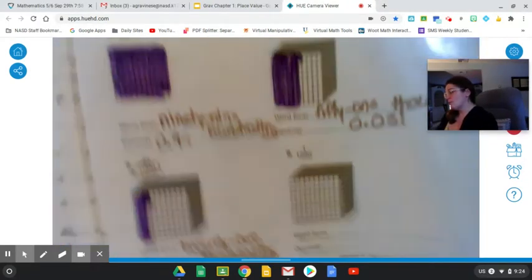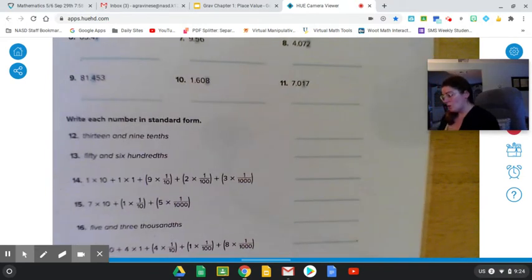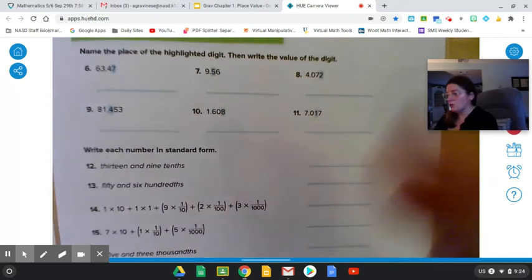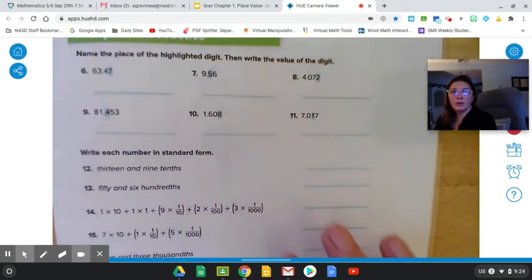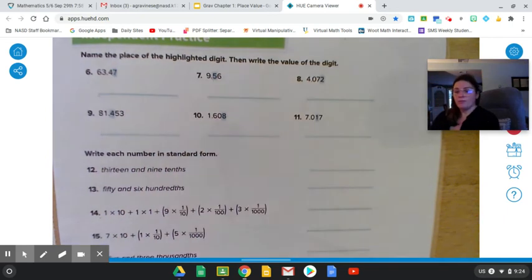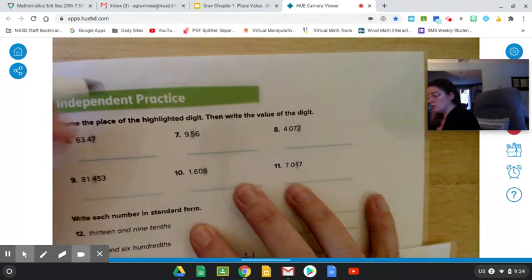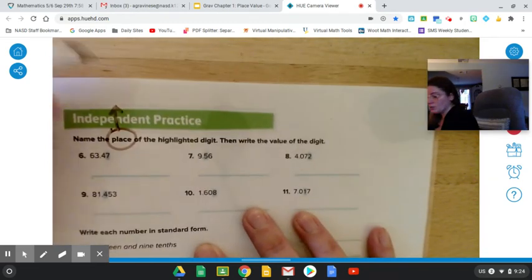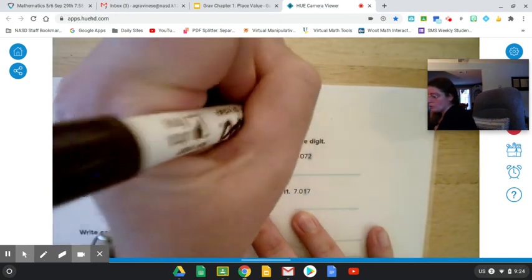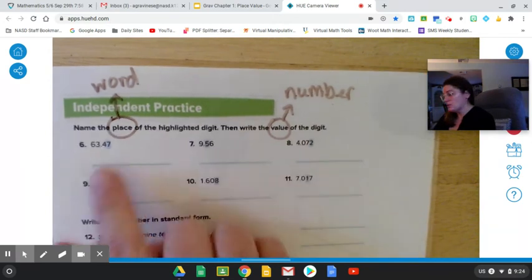All right, let's look at one more skill, which is decimals, decimal place value, and writing decimals in standard, expanded, and word form. Name the place of the highlighted digit and write the value. So they're asking us for 2 different things. They're asking us for the place, which is the word. And then they want the value, which is the number. I know that can be a little confusing. Let's take a look.